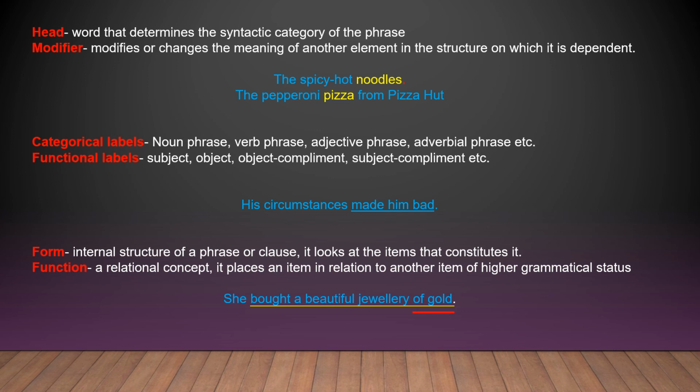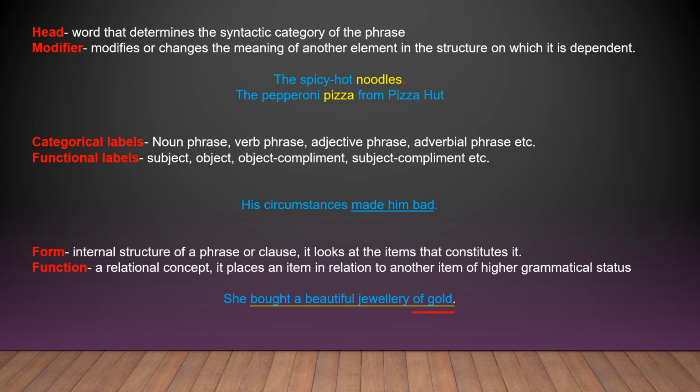So similarly, form is also like the categorical label, and it is pretty much fixed, and based on the internal structure of phrase and clause, you categorize it or you label it as a clause or a phrase. So that is the form it has, and the form is determined based on the constituents of the element. Okay, and then we have function. Function is a relational concept and it places an item in relation to another item of higher grammatical status.